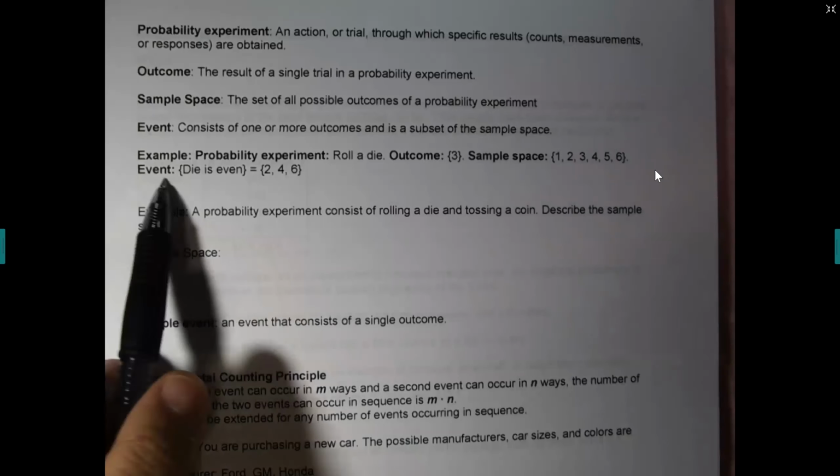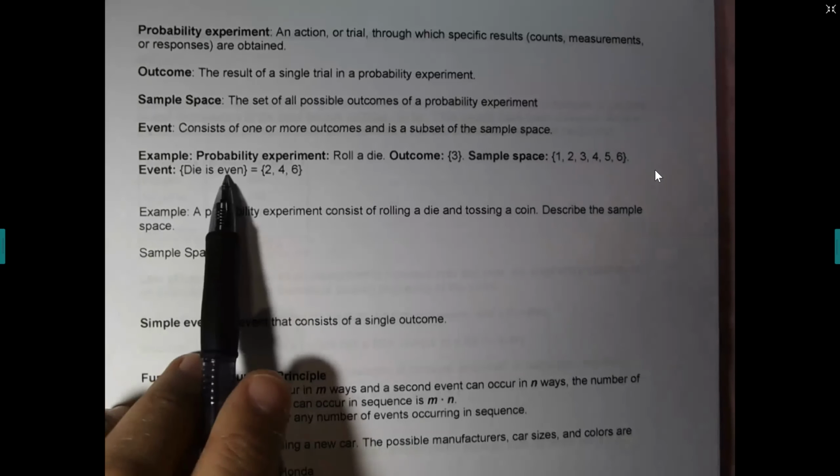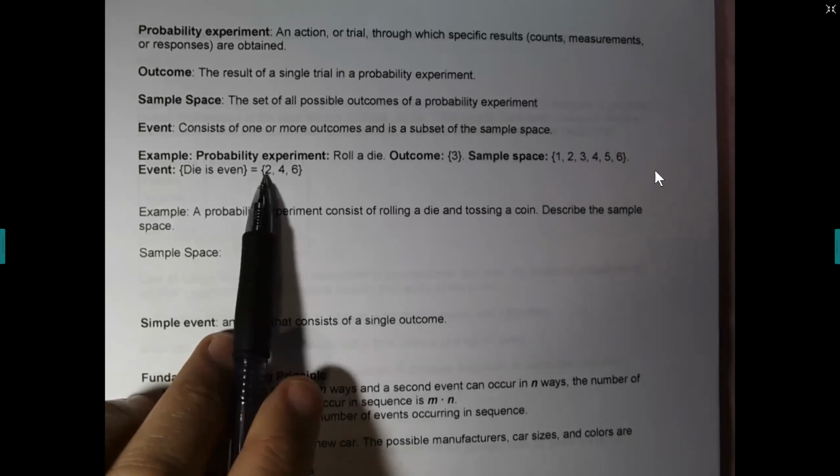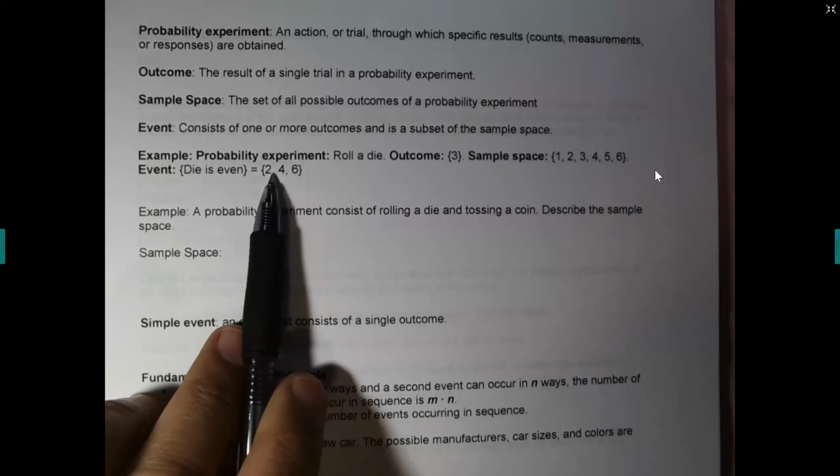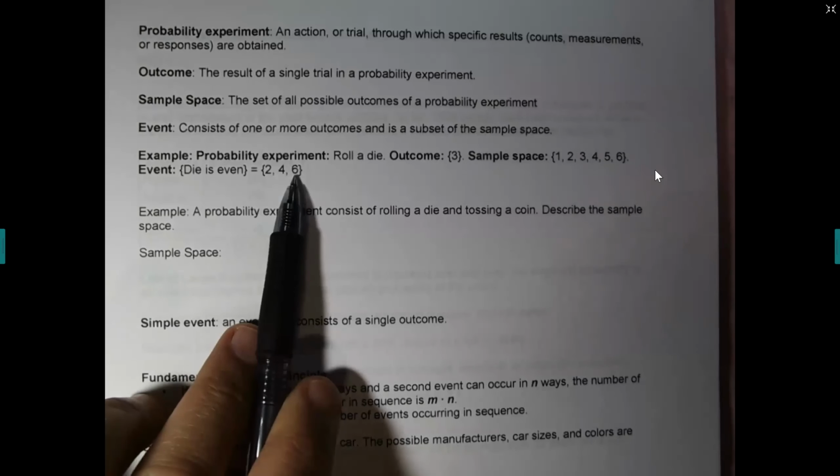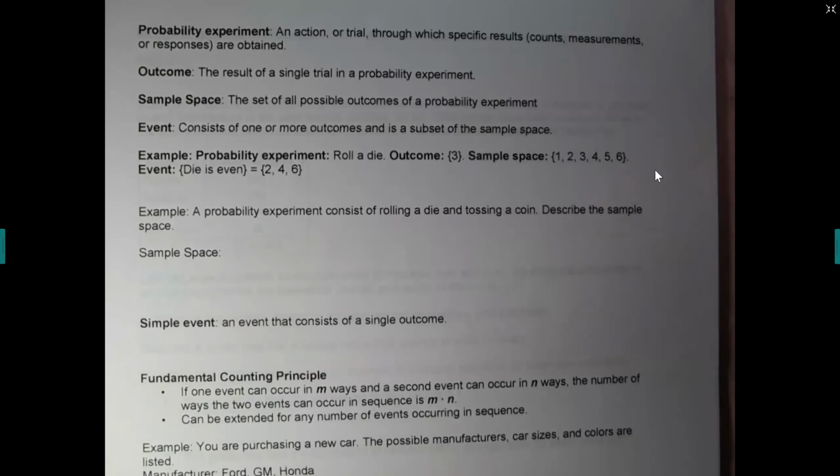You would win if you get an even number on the die. So your chances of winning will be if you get a 2 or a 4 or a 6, because 2 is even, 4 is even, and 6 is even. So these are examples of a probability experiment.